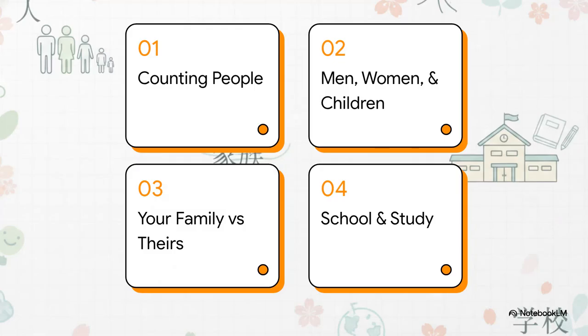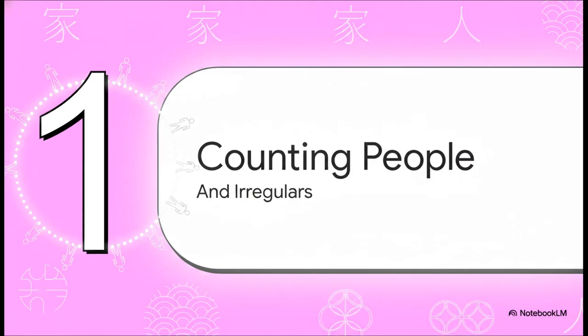Here is our roadmap for today. First, counting people and irregulars. Second, men, women, and children. Third, your family versus their family. And finally, school, teachers, and study. Let's conquer these N5 basics together. All right, let's start with our very first circle. Section 1, counting people and irregulars.